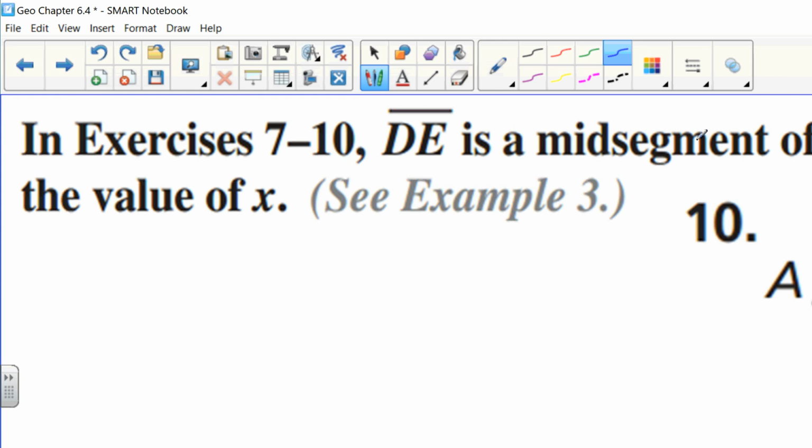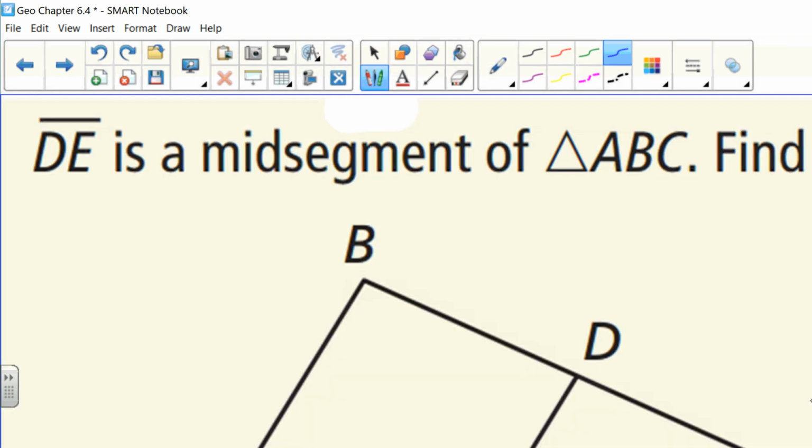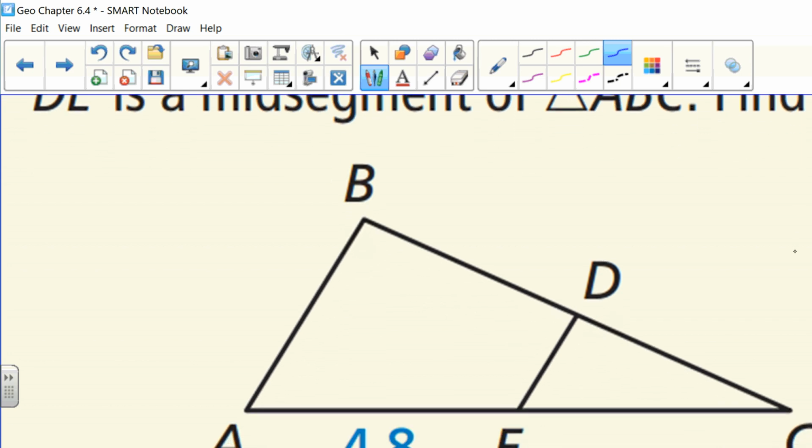Any other questions on this here? I think that can wait. Find the length of AC. Because EC is 4.8, and we can multiply it by 2 or add the two together and get that AC is 9.6.